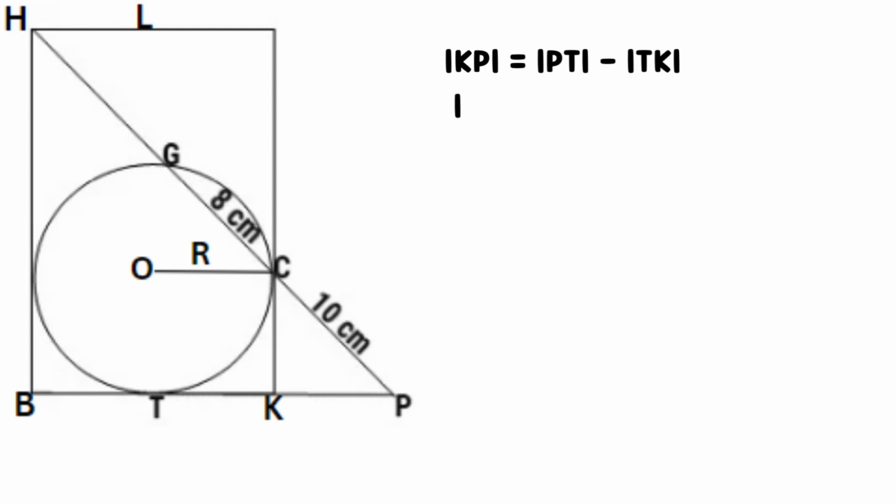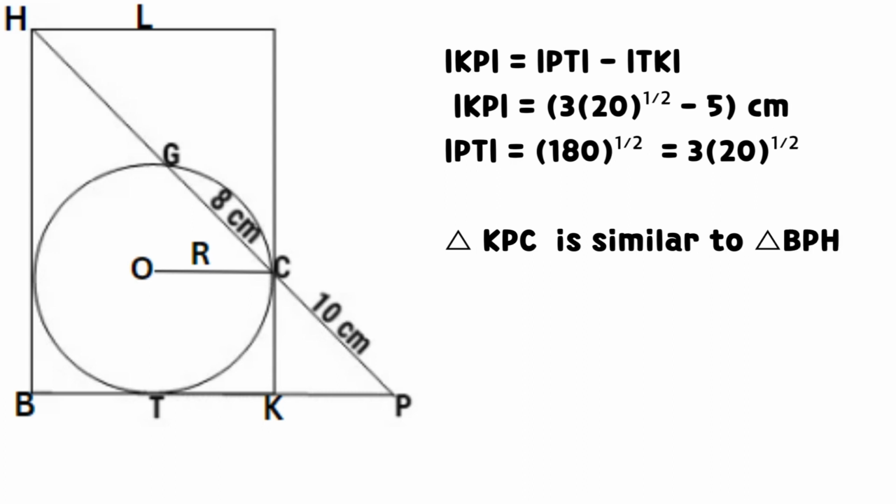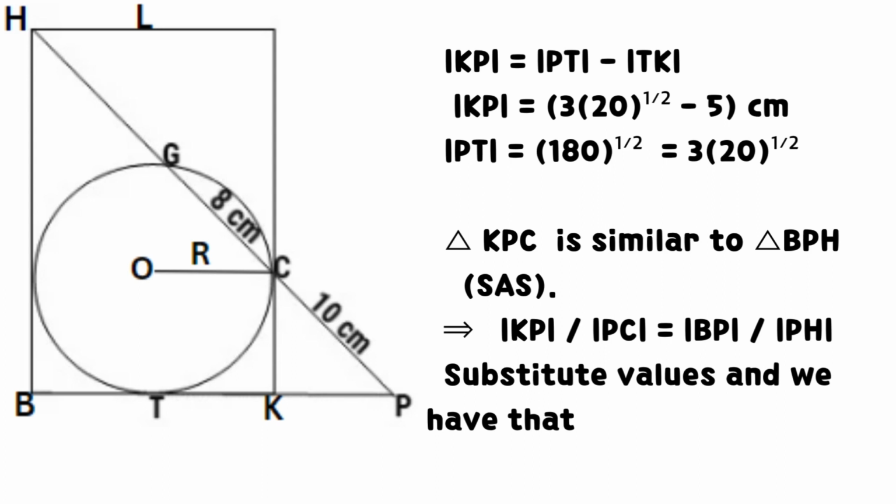Line KP equals line PT minus line TK. Line KP equals 3 times the square root of 20 minus 5 in centimeters. Line PT equals 3 times the square root of 20. It is because triangle KPC is similar to triangle BPH, side-angle-side. This implies that the ratio of line KP to line PC equals the ratio of line BP to line PH. Substitute values, and we have that.